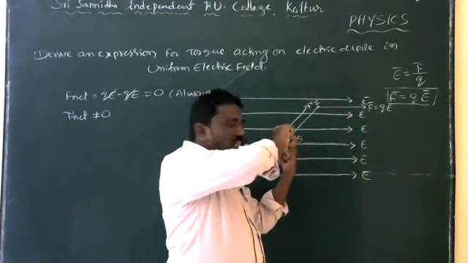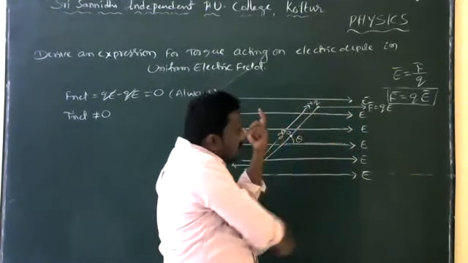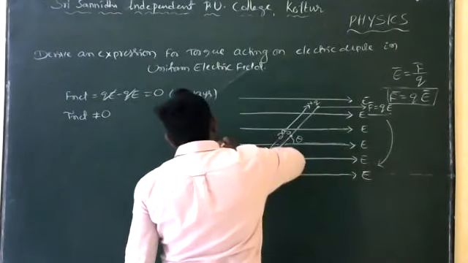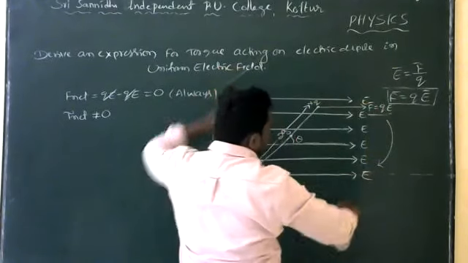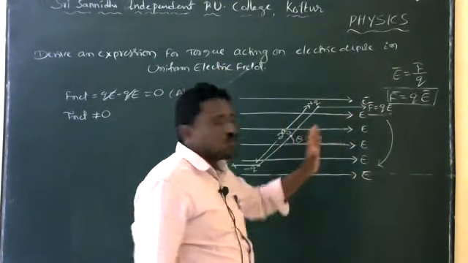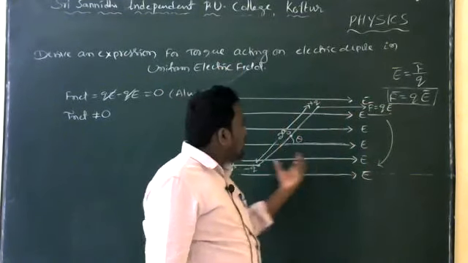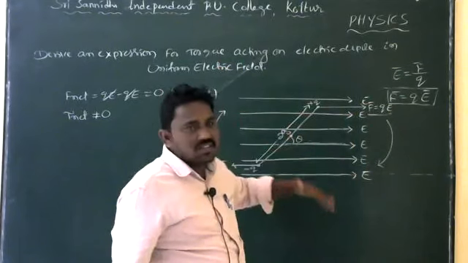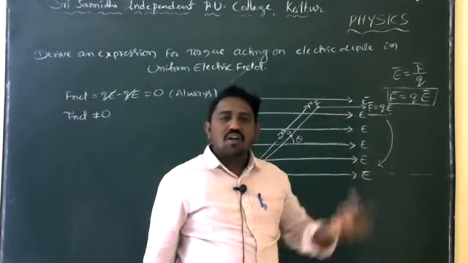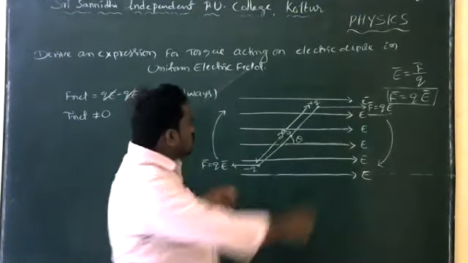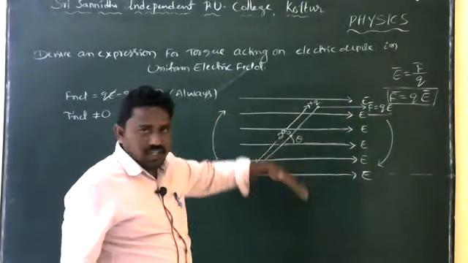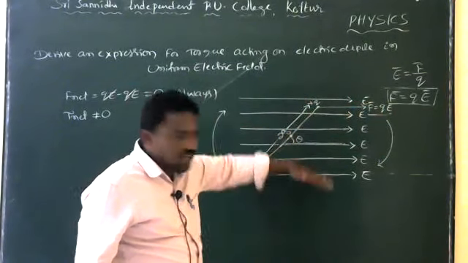So the electric dipole rotates, here in the clockwise direction. The force F equals QE acts in this direction, and the other force acts in the opposite direction. These two equal and opposite forces form a couple. Torque or couple means the rotating effect. When the electric dipole is rotating, finally it settles.